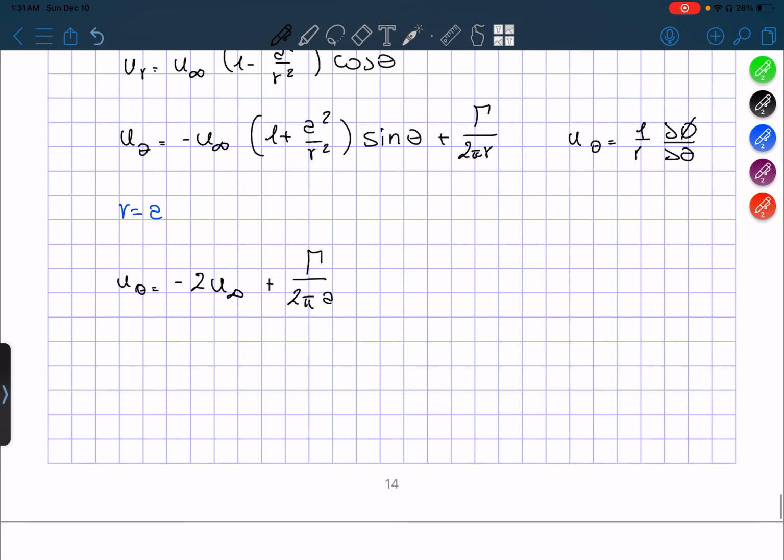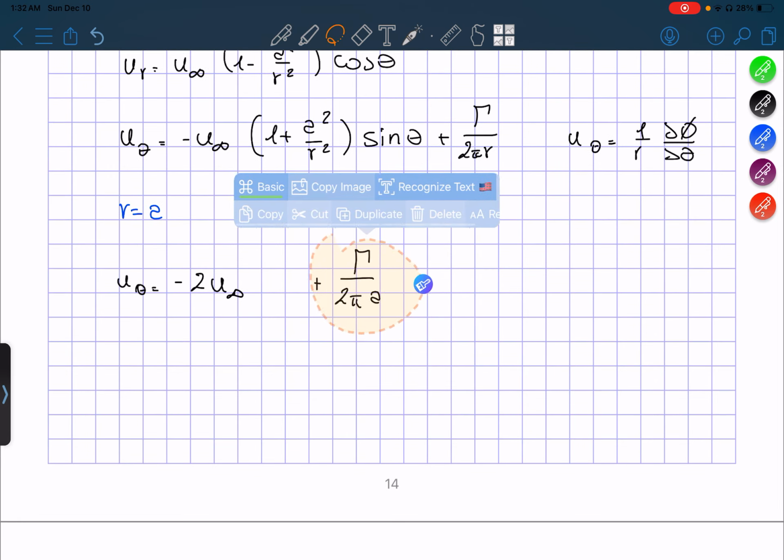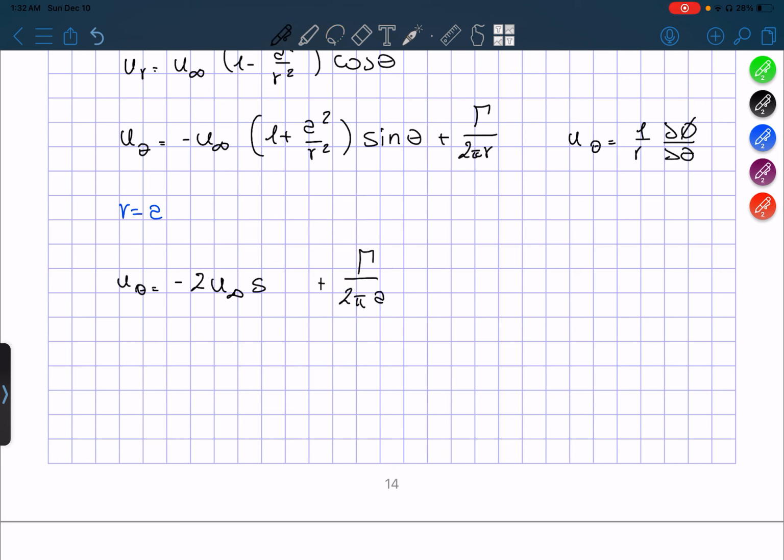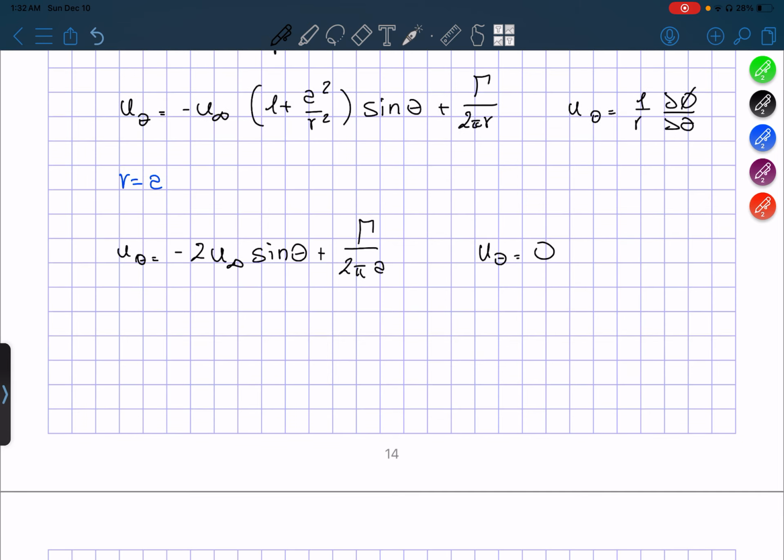Okay, so now, actually, you know what? I'm gonna keep the sine of theta right now here. Now we want to set our tangential velocity equal to 0. So when is that actually happening?